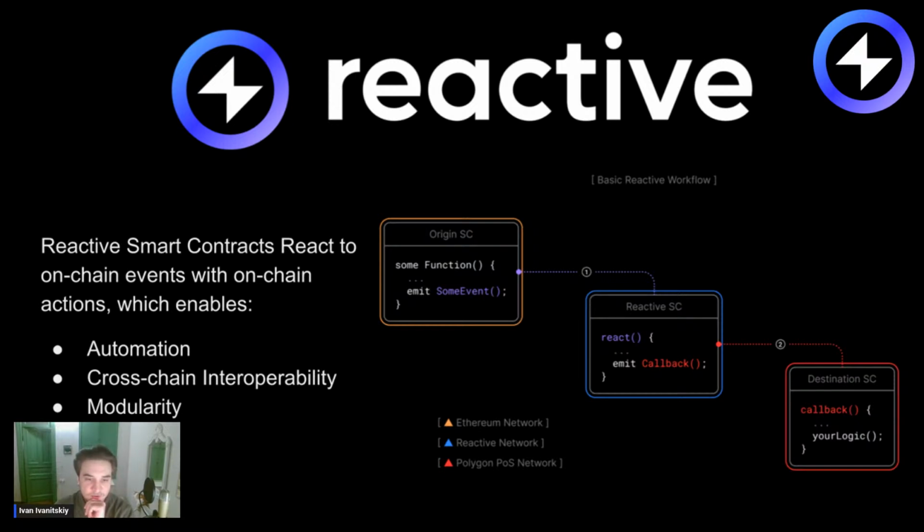The origin smart contract may be, for instance, on the Ethereum network, and the destination smart contract on Polygon, or also on Ethereum, or BNB, or any other network that we support. There is a reactive smart contract in the middle that catches events on the origin smart contract and then sends a callback to the destination smart contract, thus enabling automations, cross-chain interoperability, and modularity, where you can build on top of existing solutions by just listening to their events.